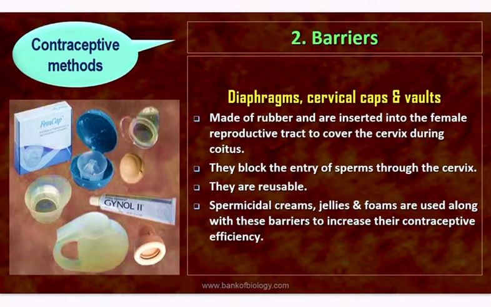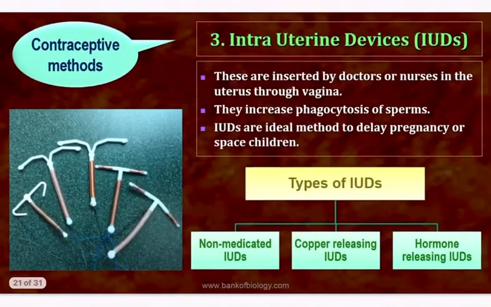Diaphragms, cervical caps and vaults are made up of rubber and are inserted into the female reproductive tract to cover the cervix during coitus. You can see the diaphragm here, and they block the entry of sperms through the cervix. They are reusable. And then there are creams like this, the spermicidal cream. What do you mean by spermicidal cream? As the name suggests, the cream will have certain chemicals that kill the sperms. So jellies, as you are seeing, and foams are used along with these barriers to increase their contraceptive efficiency.